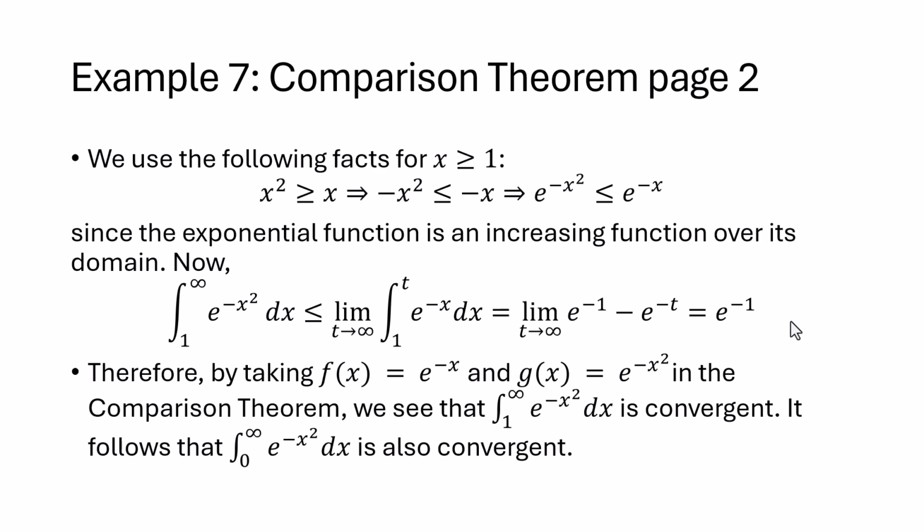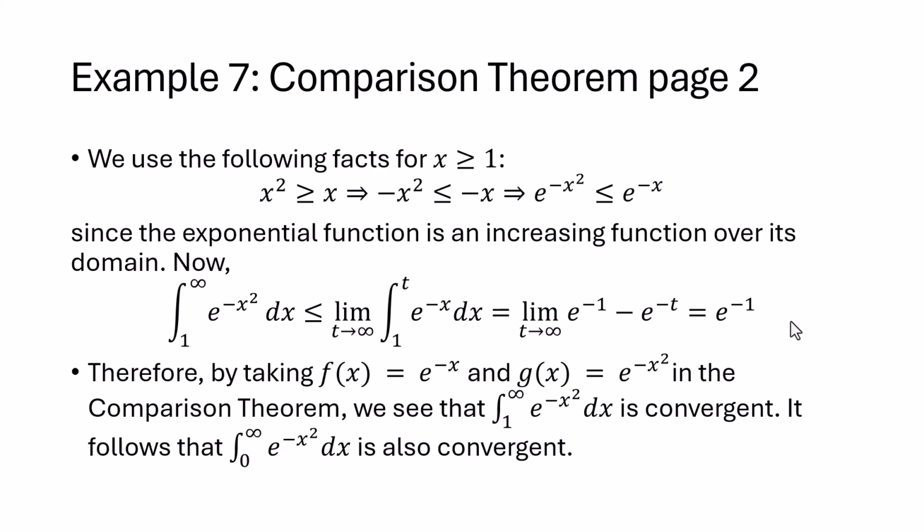We're going to use the following facts for x greater than or equal to 1. x squared is greater than or equal to x, and this implies that negative x squared is less than or equal to negative x. And again, this will imply that e to the negative x squared is less than or equal to e to the negative x, since the exponential function is an increasing function over its domain.